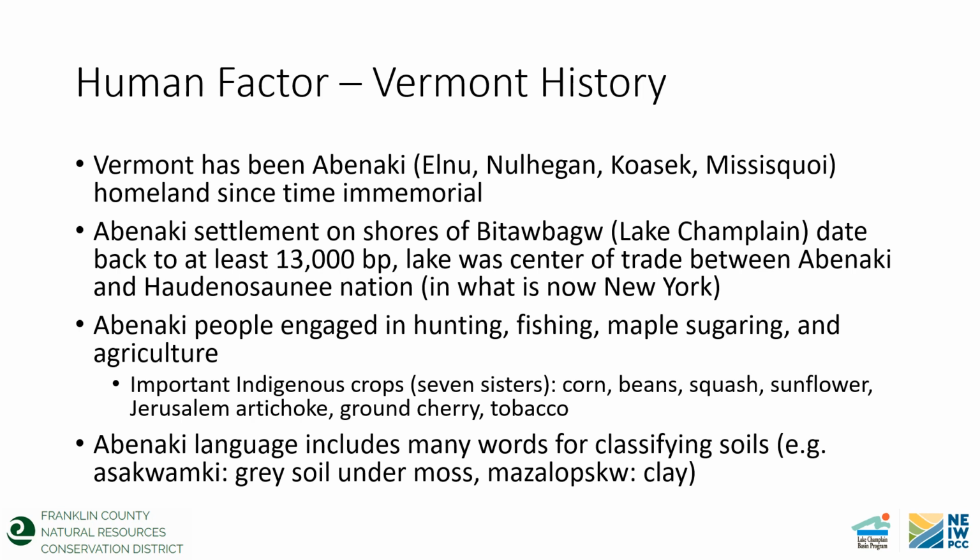Some of the key crops included corn, beans, squash, sunflower, Jerusalem artichoke, ground cherry, and tobacco. It's also worth noting that Abenaki language includes many different words for classifying soils, indicating a very nuanced and detailed understanding of soil science.